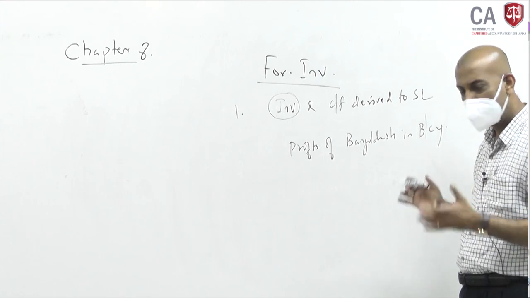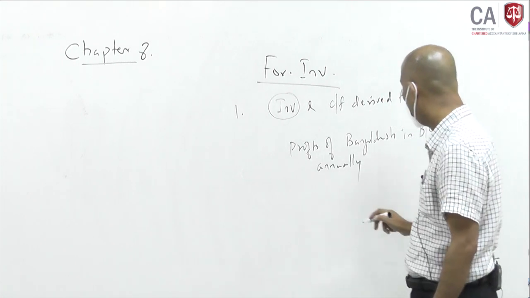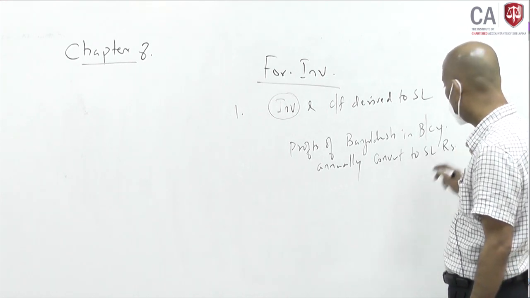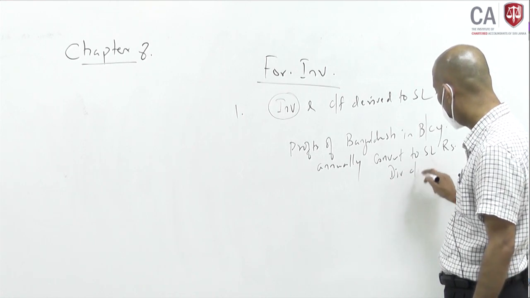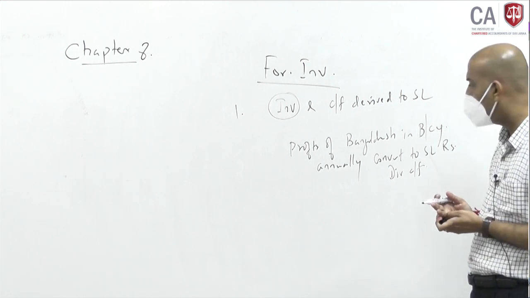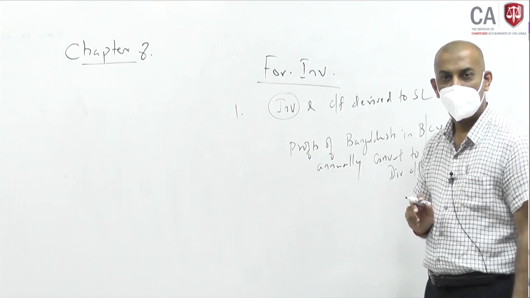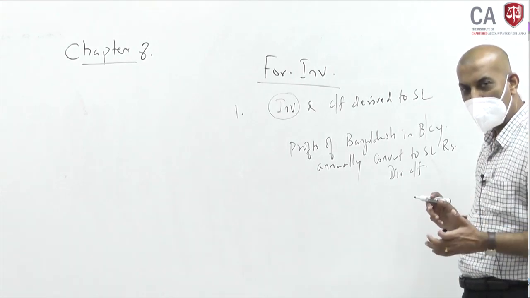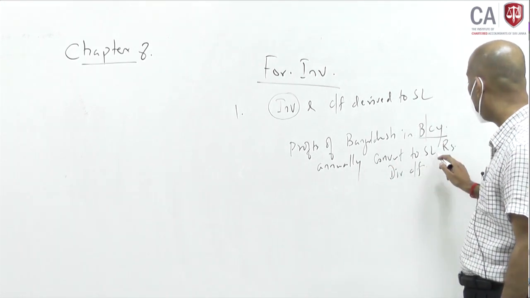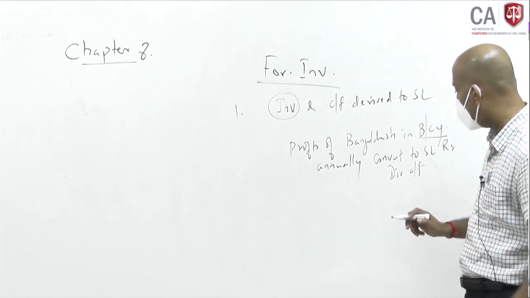I calculate the profits in Bangladesh currency, and annually I convert the dividend cash flow to Sri Lankan rupees. Annually I have to convert the dividend cash flow from the Bangladesh cash flows to Sri Lankan rupees, and that I compare with my investment. So I calculate my Bangladesh profits in Bangladesh currency, and annually I convert to Sri Lankan rupees whatever dividend amount they are going to pay. That I compare with my investment by taking the present value calculation.